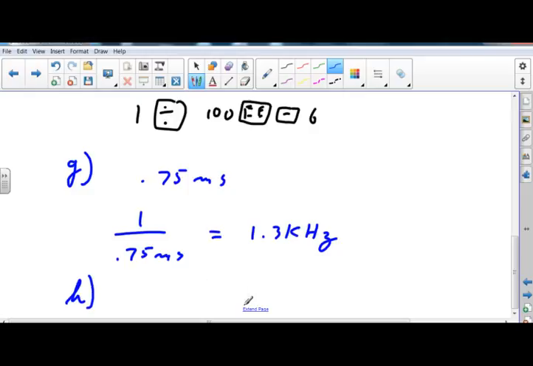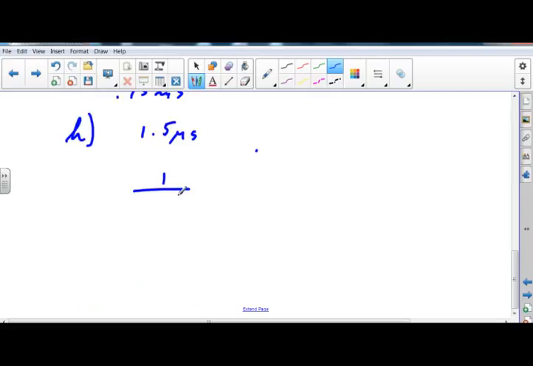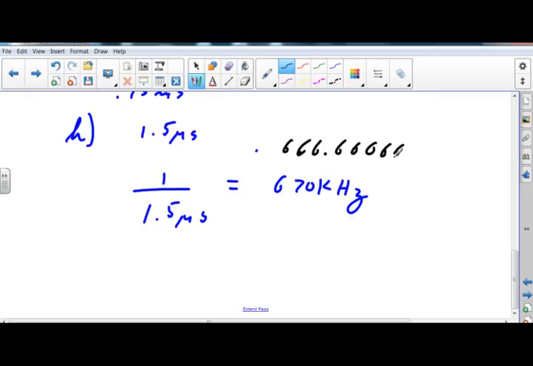H. 1.5 microseconds. 1 over 1.5 microseconds. 670 kilohertz. So again, my calculator is saying 6.666666667E3, but I'm going to round that off to only two significant digits, 670 kilohertz.